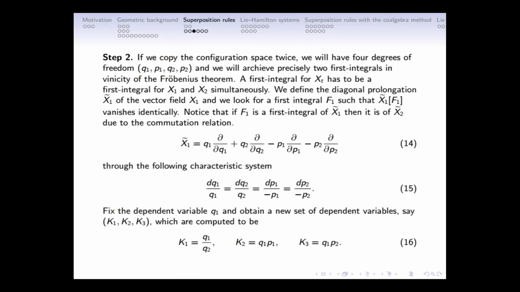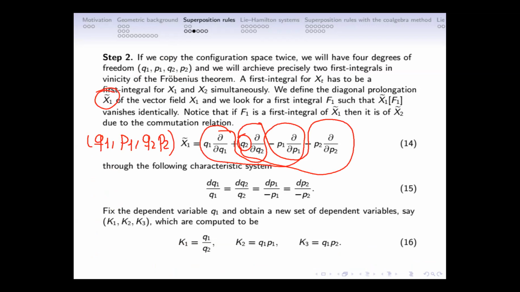So I start with my system, which is Q1, P1, and I said, okay, I'm just going to copy it again to obtain the 4 degrees of freedom. Basically, that means that each of the vector fields of the Vessiot-Guldberg algebra have to be prolongated. So if you take x1, which would be this one first, as you can see, I have copied it. Basically, it's like putting in extra variables. Now it's Q2 and P2 instead of Q1 and P1.